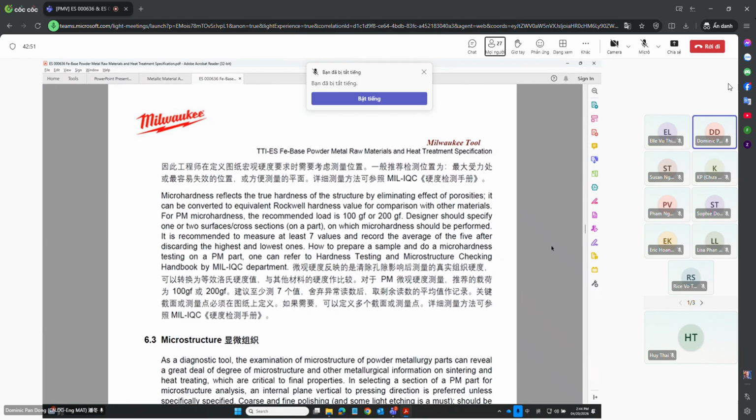Pay some attention here: this kind of 5 or 7 points hardness measurement, removing the highest and the lowest, but keeping the average of the remaining 3 to 5 as the reading, this kind of complex handling is only used for powder metal parts.